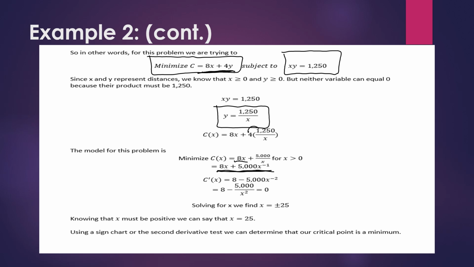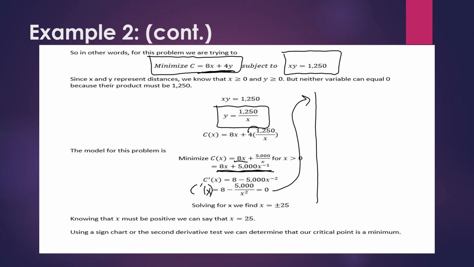You're just going to use the quotient rule, and I find that the power rule is going to be a lot faster. So if we take the derivative of our cost, that's going to give us 8 minus 5,000 x to the negative 2. Converting that negative 2 back into a positive, we get that c prime of x is 8 minus 5,000 over x squared. Solving for x squared, we're going to get that x is plus or minus 25. And if you're not seeing that, let's just go ahead and do that calculation here.